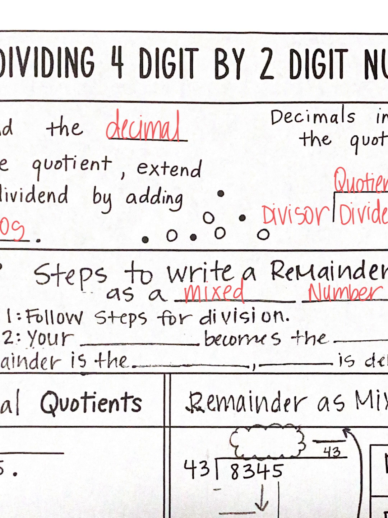Step 1, to write your remainder as a mixed number, you follow the steps for division. So you divide just like normal. Then step 2, your quotient becomes the whole number. Remember, the parts of a mixed number: you have a whole number and then you have a fraction. That's what makes up a mixed number. So the quotient is your whole number, the remainder is the numerator, and your divisor is the denominator. You're going to see how this pieces together in just a second.